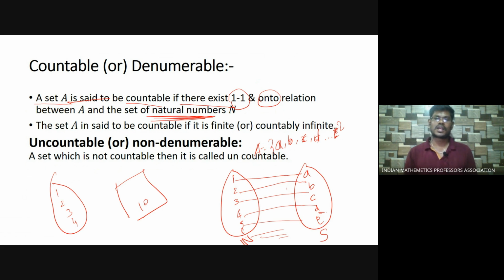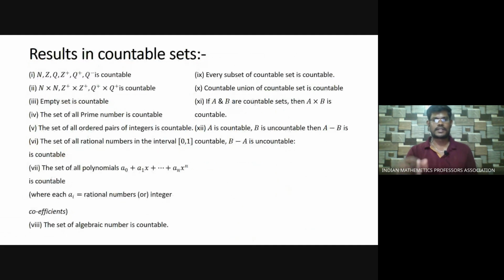Countably infinite means the natural numbers 1 up to n. We don't know what the n value is, maybe infinity. That is called countably infinite. And uncountable, or non-denumerable, is the opposite concept. A set which is not countable is called uncountable. These are all the important results.